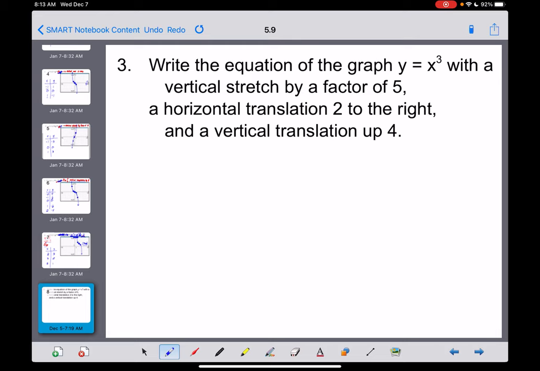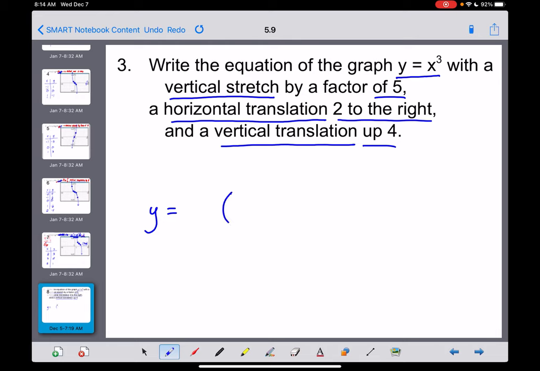So we're going to write the equation of the graph of y equals x cubed, just a normal cubic function with a vertical stretch by a factor of 5, a horizontal translation of 2 to the right, and a vertical translation of up 4. So what's going on here, guys? We're going to end up now with y equals, and at some point here, there is going to be something to the third power, because we're drawing a transformation of a cubic.